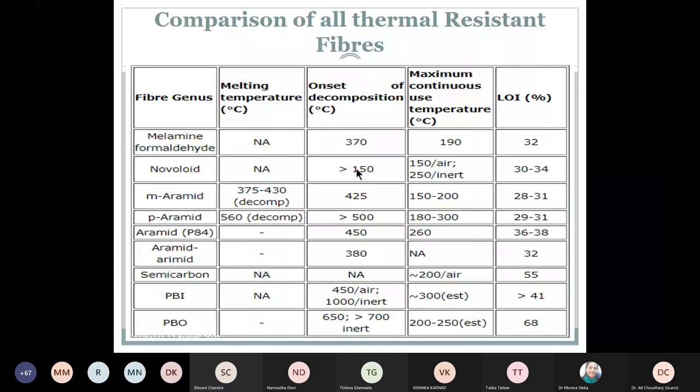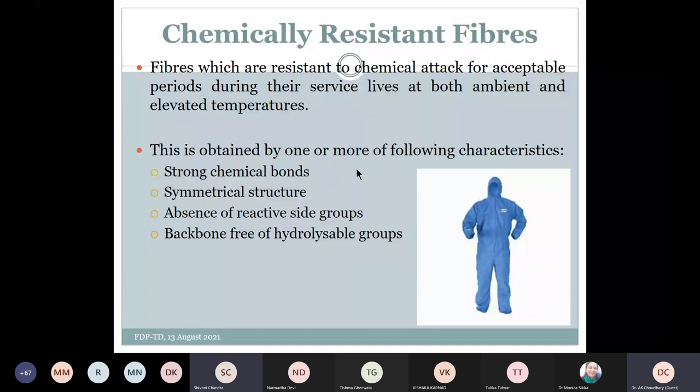Chemically resistant fibers are especially for people involved in chemical industries. The rescue people wear such protective clothing in order to handle any blast or any kind of mishap happening in the industries. At the same time, people handling dangerous chemicals also wear protective clothing based on these chemically resistant fibers.